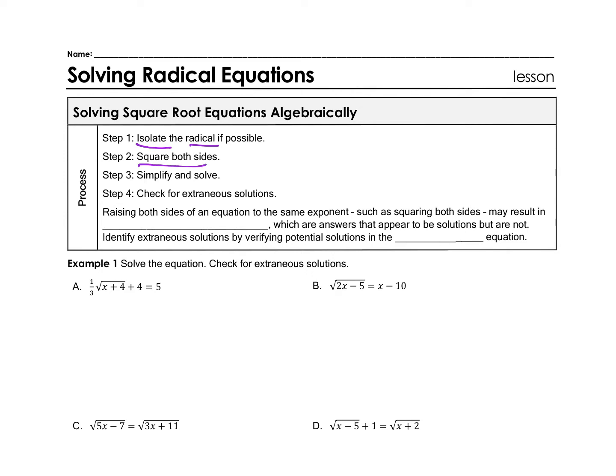Whatever you do to one side, you must do to the other. You're going to square both sides. You're going to simplify and solve. You're checking for extraneous solutions, which we've talked about before with absolute values. Extraneous solution means you work it out correctly, you get an answer, you plug it back in, but it doesn't work.